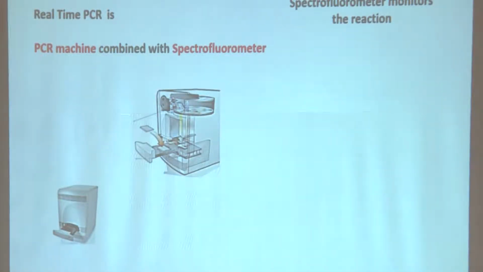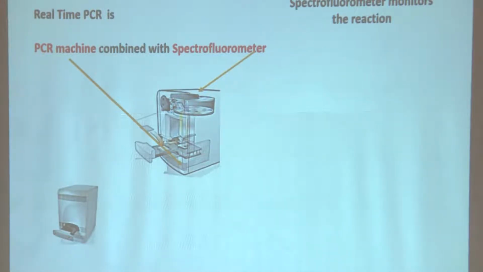Let us see how this machine looks like. Real time PCR is nothing but a PCR machine combined with a spectrofluorometer. There are two machines in a single machine. There is a PCR machine which is combined with a spectrofluorometer. Okay. This is the spectrofluorometer which is kept on top of the PCR machine, and this is the PCR machine.